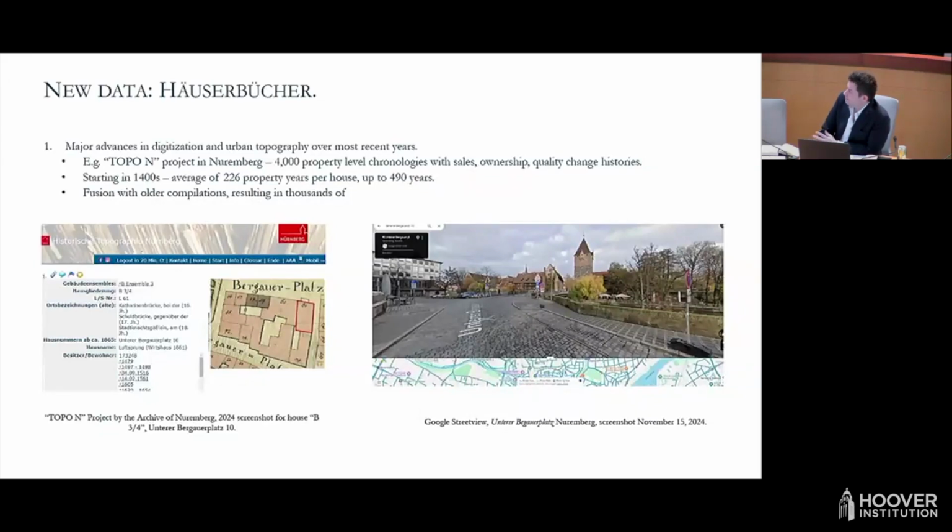For the Nuremberg sample, for instance, the amazing thing is that we have up to 490 years for individual houses of continuous records with all the individual events that I mentioned. The average is over 220 years for each individual property that we can continuously track. Okay, these are the new digitization efforts.